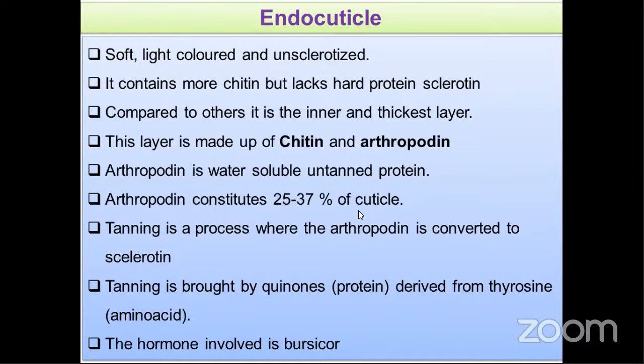Tanning is mostly brought about by a protein, the quinone protein. The quinone protein can bring about tanning. It is derived from tyrosine, the amino acid. One hormone is involved in this tanning process, that is the Bursicon, not Busk-Cor, Bursicon hormone. With the help of this hormone, the tanning process will take place. The quinone protein is also helpful in this process, and tyrosine, the amino acid.